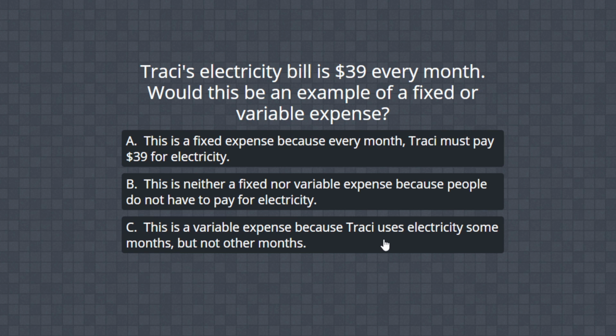Okay, so let's read this one again to find out which is the best answer. Tracy's electricity bill is $39 every month. Yes, $39 every month. Would this be an example of a fixed or variable expense? Okay, wait a minute. Because there is something wrong.